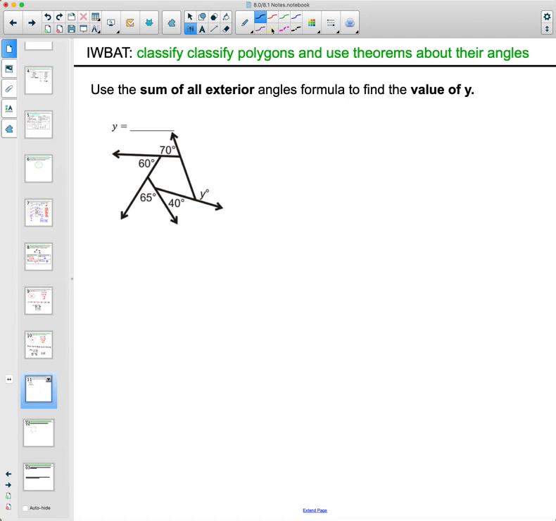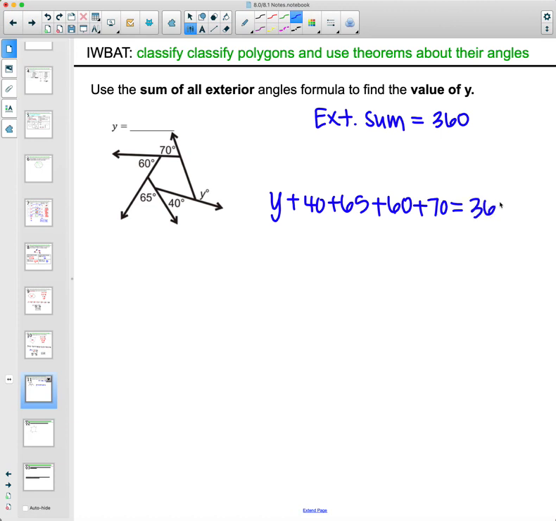On this problem, we see that we have exterior angles, so they're on the outside of this shape. So remember that the exterior sum, no matter how many sides it has, is always 360. So all of these angles, y plus 40 plus 65 plus 60 plus 70, all 5 of those total 360.